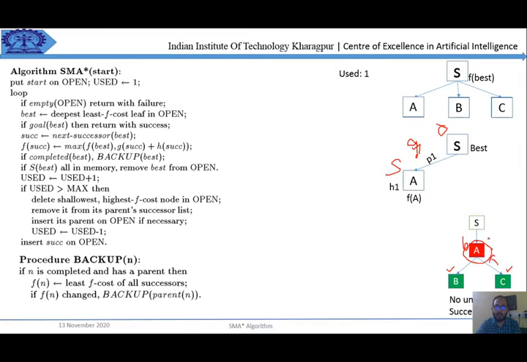And if it has a parent, then I have to increment that one also. I have to update that value also. But in this case, it is not there. Then you have to increment the used one. So used has been incremented to 2. Then if used equals max, suppose there are 5 nodes, that is the maximum 5 nodes allowed in the memory, then this part will not be executed, and at last the A node will be put in the open list.